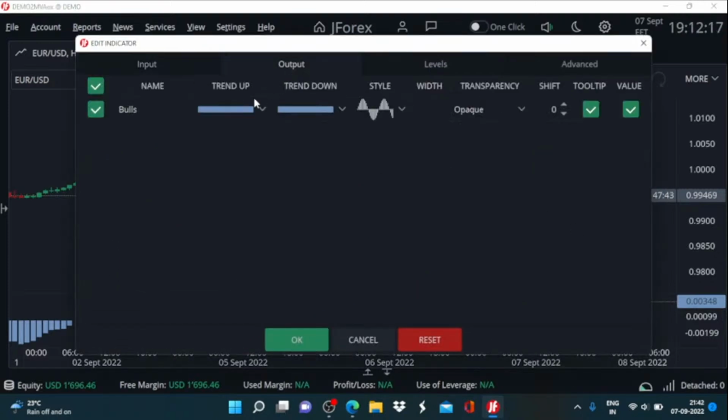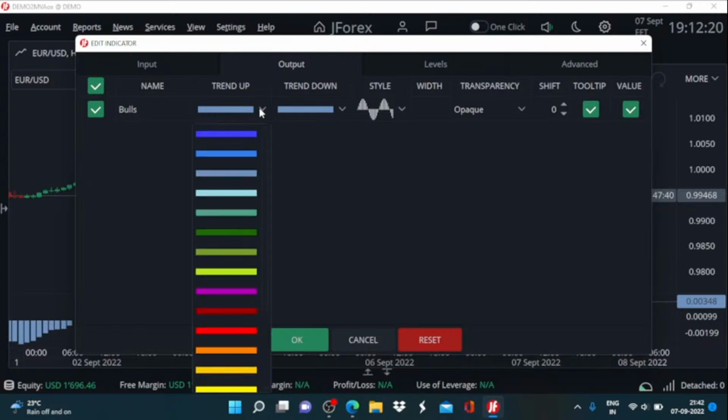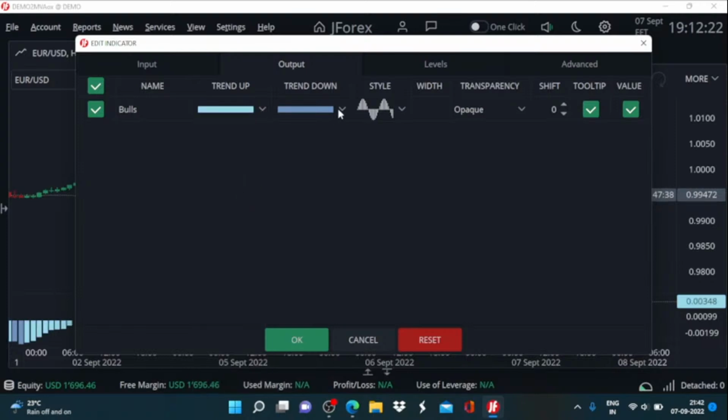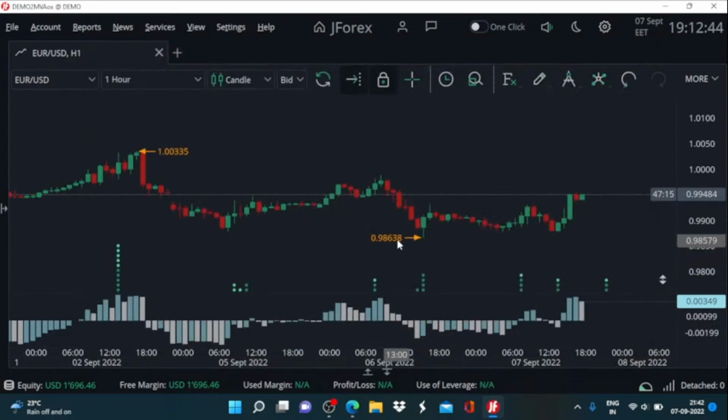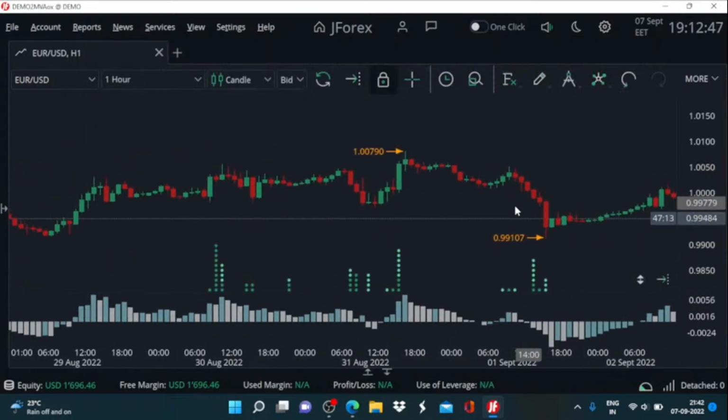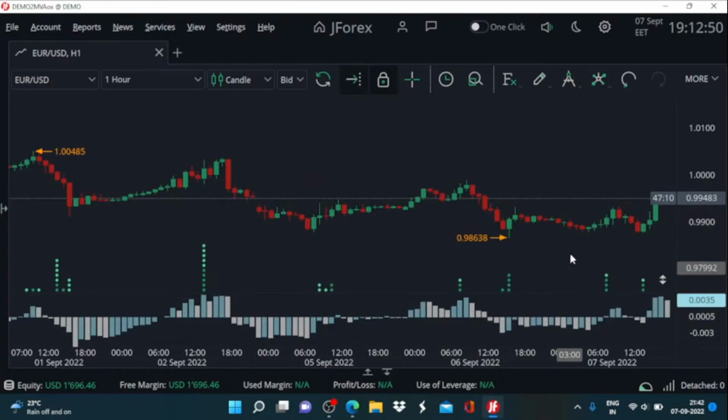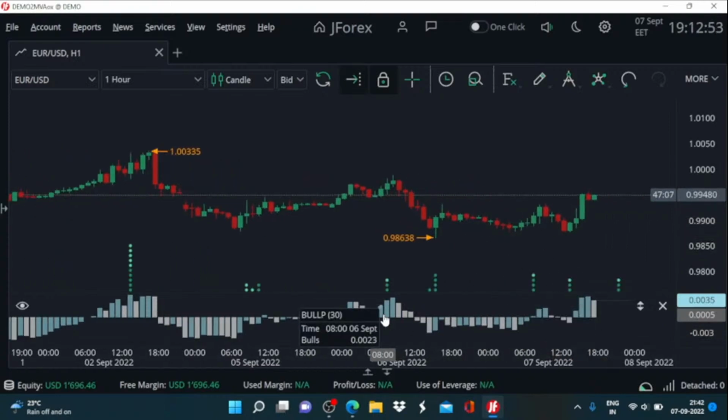Now the output value, coming to output, we can style it up: the trend up, trend down, color combination. You can go for two different color combinations if you want. The style can also be varied. If you want a simple line, you can use a line, or if you want a bar chart, the bar chart is also an option. The transparency can also be reduced. If you want these bull power indicator plottings to look less prominent, then you can decrease the transparency.